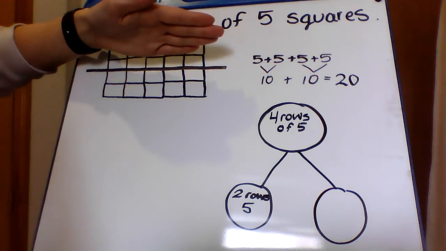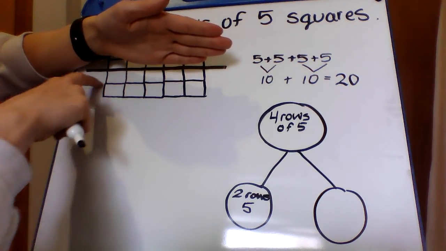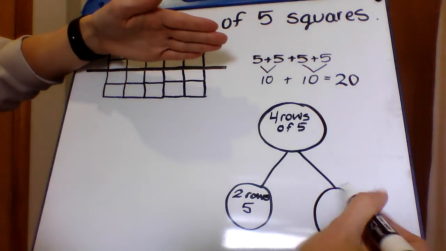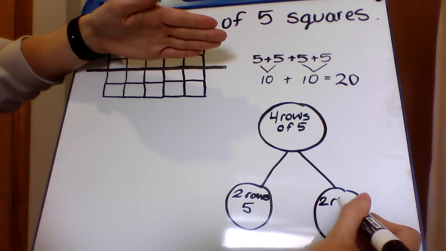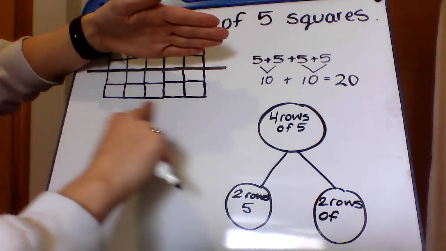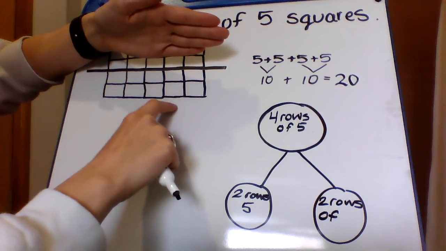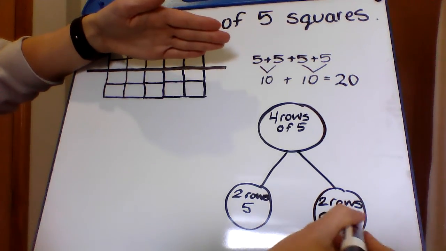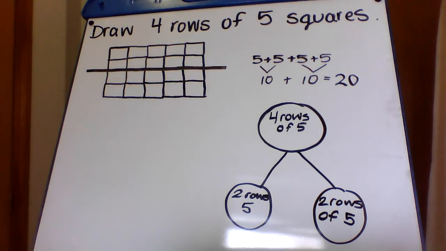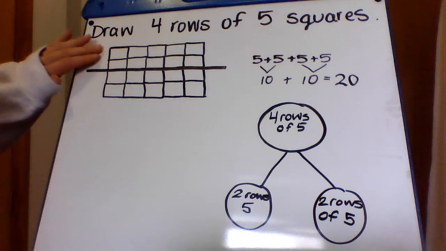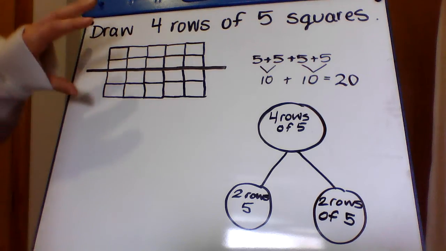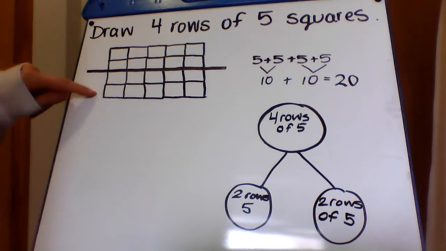So now let's cover up this one. How many rows do you have here? Look, you have 1 row here and another row here. So that's another 2 rows of, remember the amount of squares you had in your row didn't change. You still have 5 squares in your row. So we decomposed this down into 2 rows of 5. There's 2 rows of 5 here, and there's 2 rows of 5 here, which, if you put them all together, is going to be 4 rows of 5.